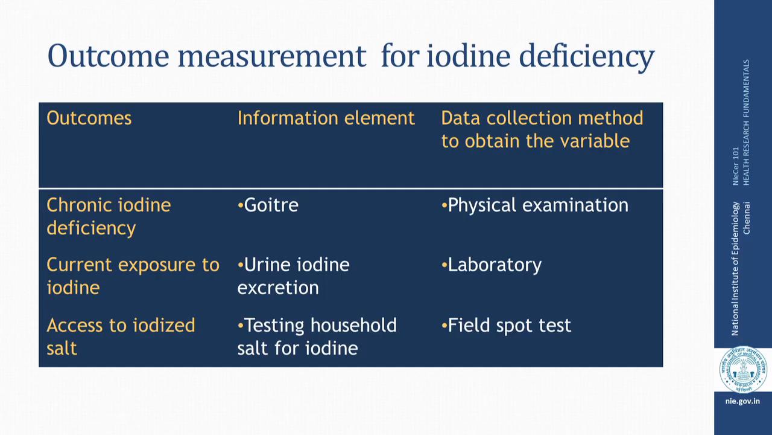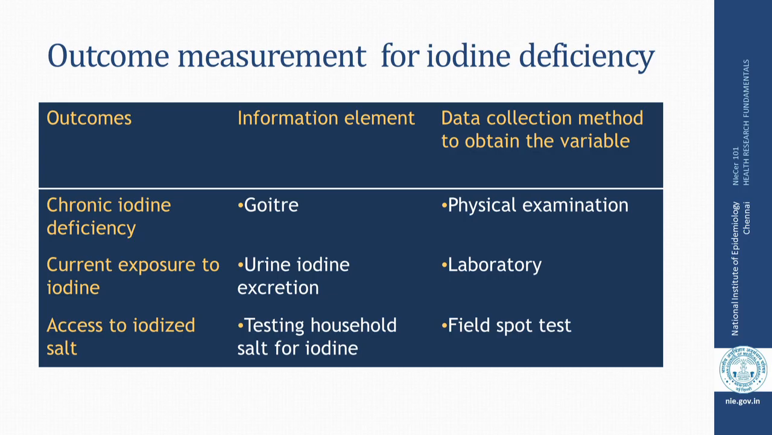For example, if we are going to talk about as an outcome whether there is an evidence of chronic iodine deficiency, the way to look at it is we would look at what is, say, the prevalence of goiter in a specified community, and how we will do it is by actually doing physical examination. But if our objective is to find out what is the current exposure to the iodine, what we would try to do is at an individual level try to estimate the urine iodine excretion, and for this we would require some laboratory methods to actually estimate this.